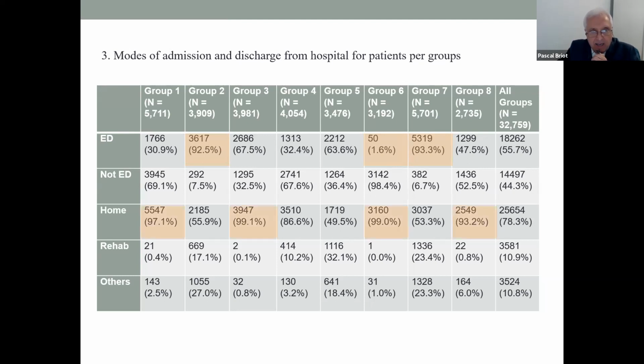So now when you look at where those patients went after their stay in the hospital, you see that for group 1, 97% of the patients went home. You see the same thing for group 3. Remember, group 3 is the women group. And then group 6 and 8 also have a very high majority of the patients going home. And so that gives us a little bit more clues as to what's happening to these patients by groups. Next slide, please.